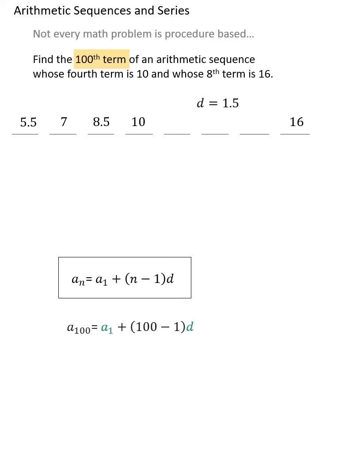Well, now that I've gone to all of the mental work of deducing the first term and the common difference, I can now plug those in and continue finding the 100th term. At this point, it's just a matter of order of operations. 100 minus 1, 99 times 1.5, and addition to get me to my 100th term. And while this was a pretty efficient way to do the problem, I just want to share an afterthought.